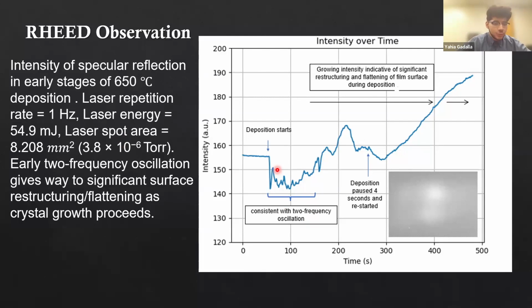Now, this deposition was also done at 650 degrees Celsius with a repetition rate of 1 hertz, an energy of 54.9 millijoules, a spot area of 8.208 millimeters squared, and a pressure of around 3.8 times 10 to the minus 6 torr. One important thing to note is the benefits of pausing deposition.